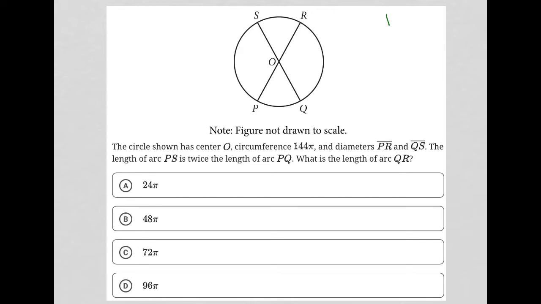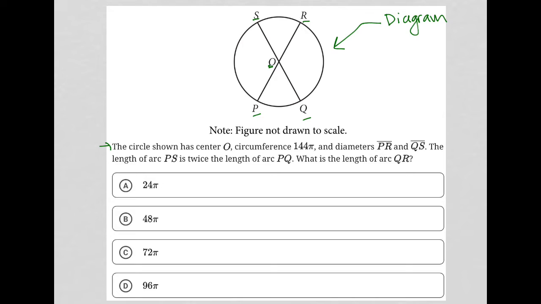So this question is a diagram question. We have this circle drawn here. We have a center of O. We have S and R and P and Q. The question says the circle shown has center O, circumference 144 pi. All right, so let's start with that.